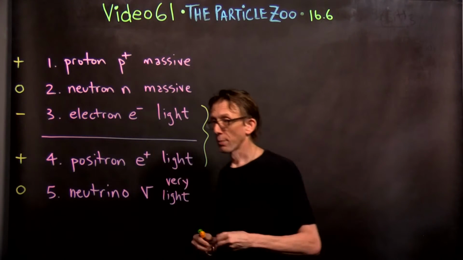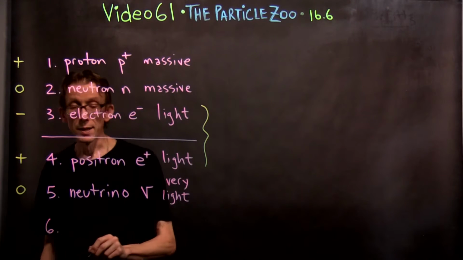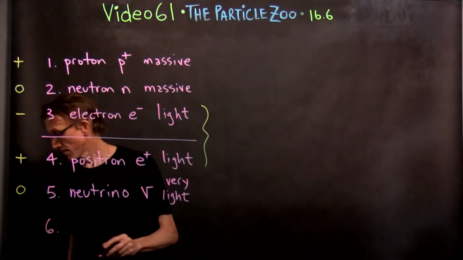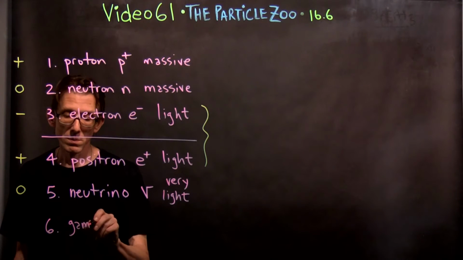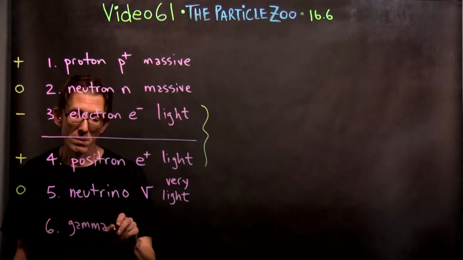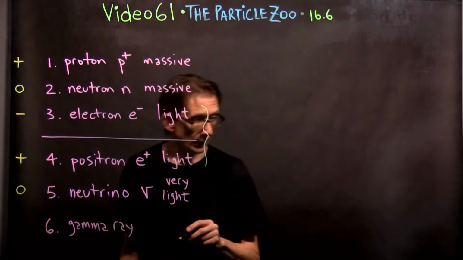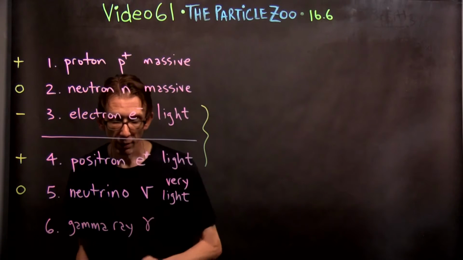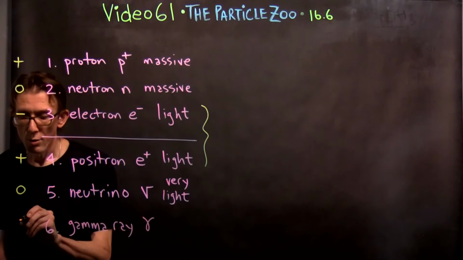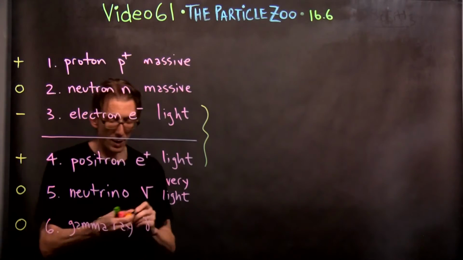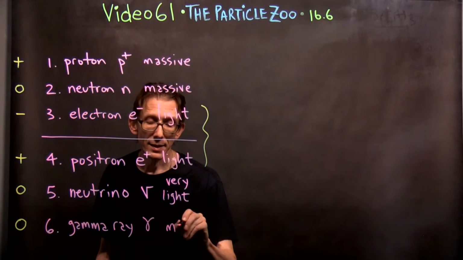They're small neutral particles called neutrinos. And number 6 is the gamma ray. And it's given, not too surprisingly, by the Greek letter gamma. This is also neutral and it is massless.